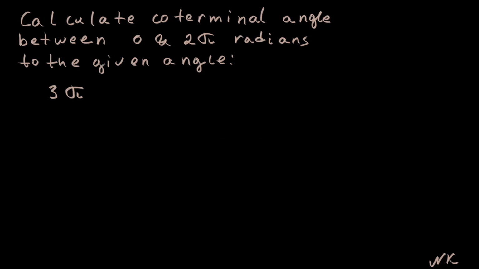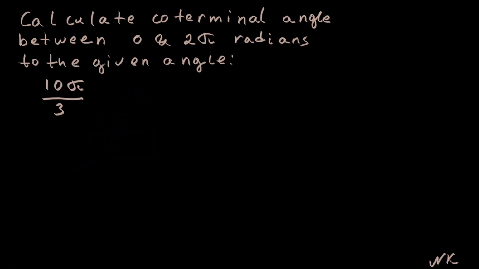3 pi. Since 3 pi is more than 2 pi, I'm going to subtract 1 revolution, which is 2 pi, and the difference between 3 pi and 2 pi is 1 pi, or just pi. Since 1 pi is between 0 and 2 pi, this is our solution.